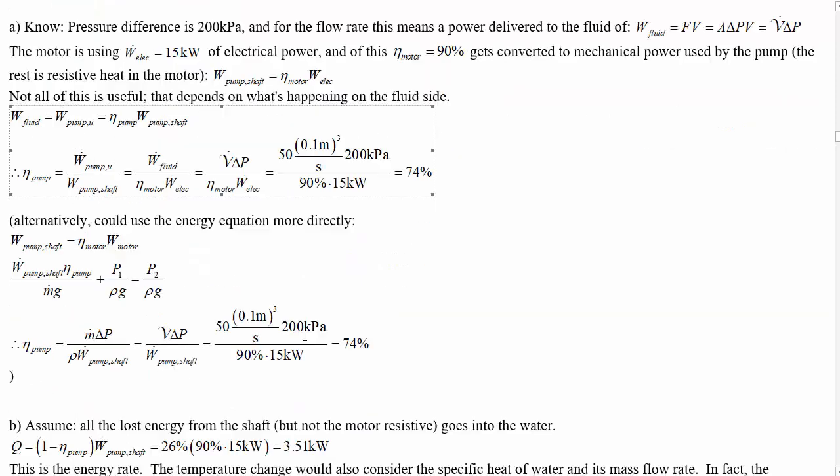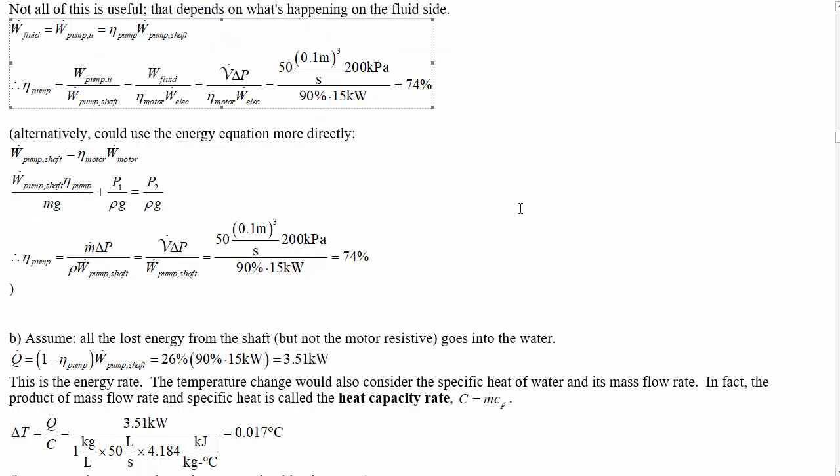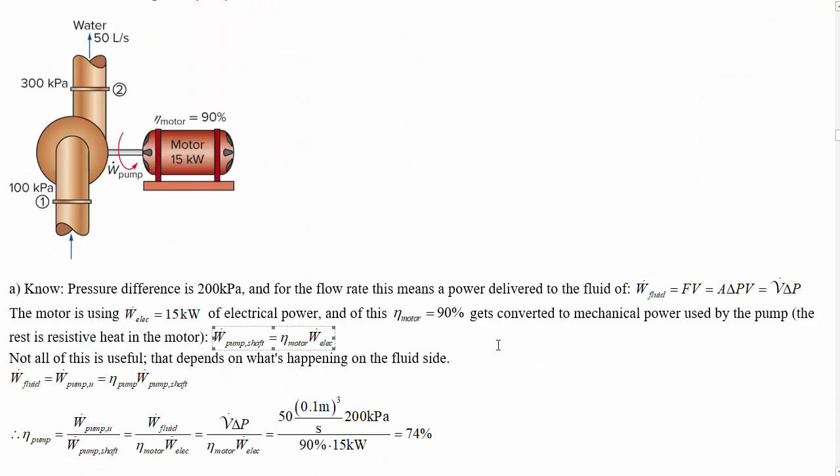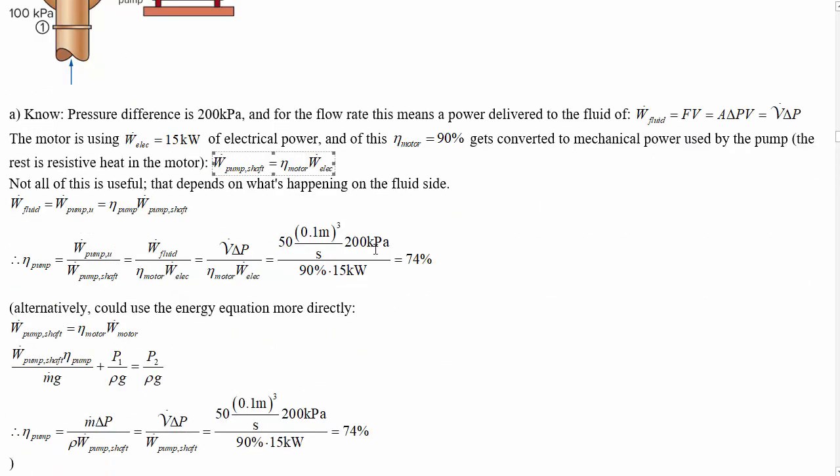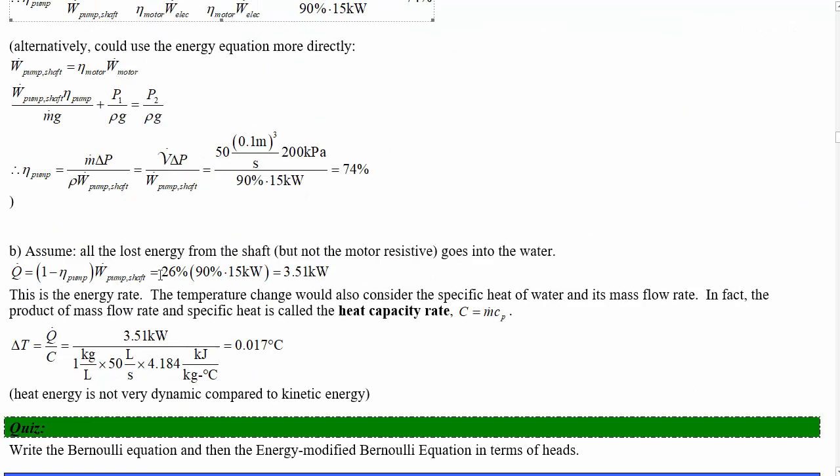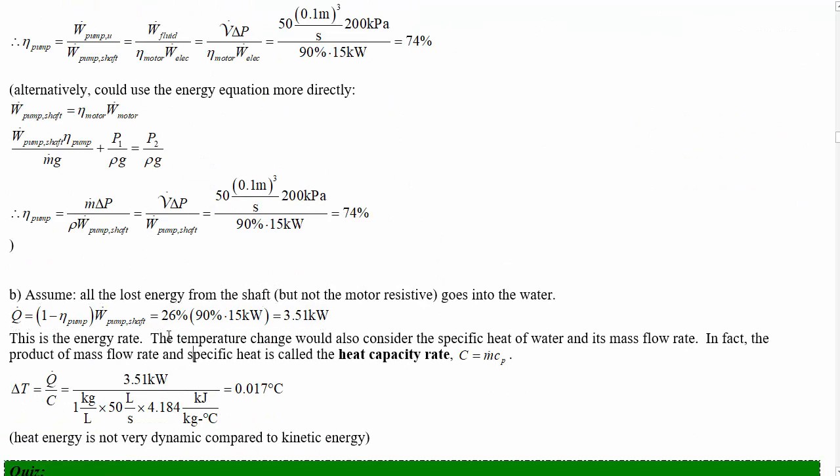Now, from that 74%, we can determine how much energy didn't go into useful energy in the fluid. That would be the rest of it. So 26% not going into the fluid as mechanical energy means that it went into the fluid as heat. Multiplying that by the rate of energy the shaft was doing on the pump, in other words, the work, we get 3.51 kilowatts. So that's the rate of heat flowing into the fluid.